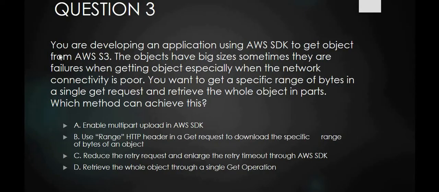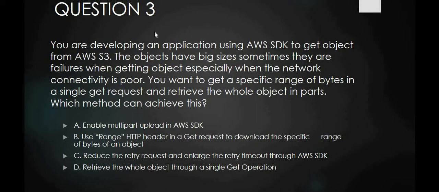Question 3. You are developing an application using AWS SDK to get object from AWS S3. So let me just explain this part. An SDK is just a short term for software development kit, and you have it for different programming languages. So if you're using Java, JavaScript and all that, you have your own specific SDK that you use. So let us continue.